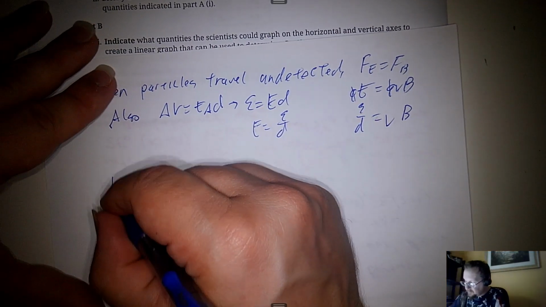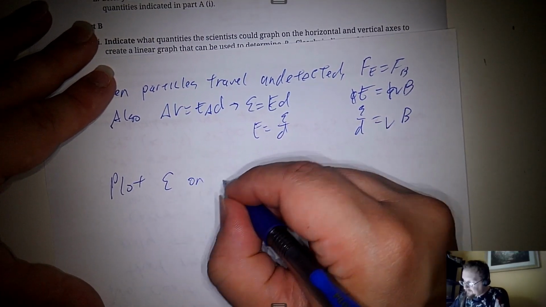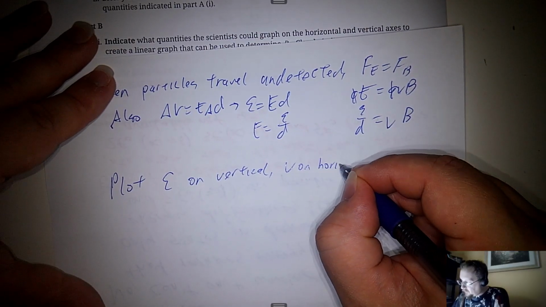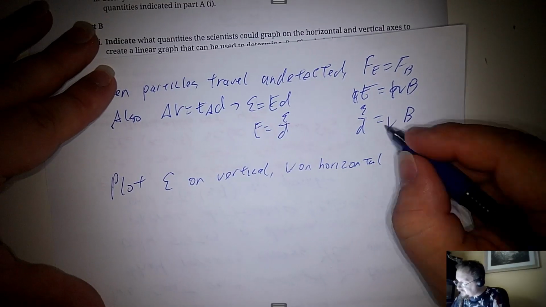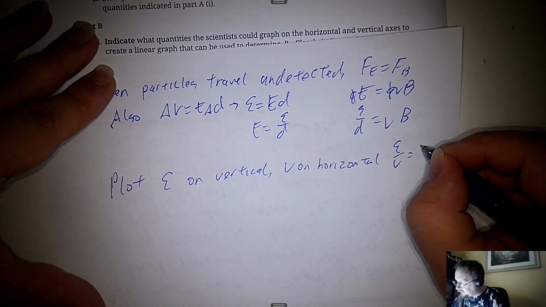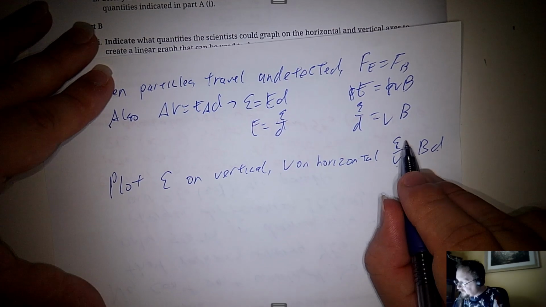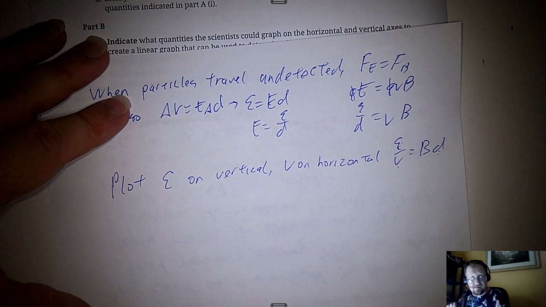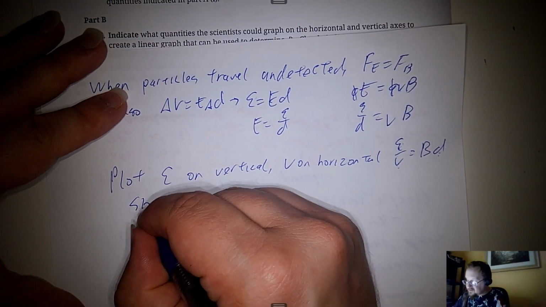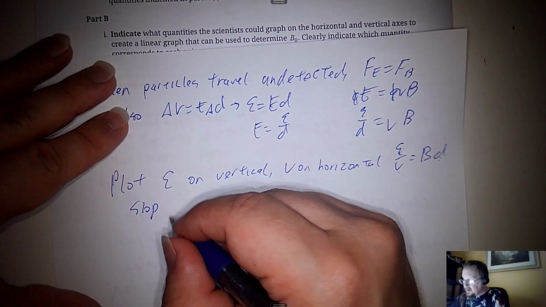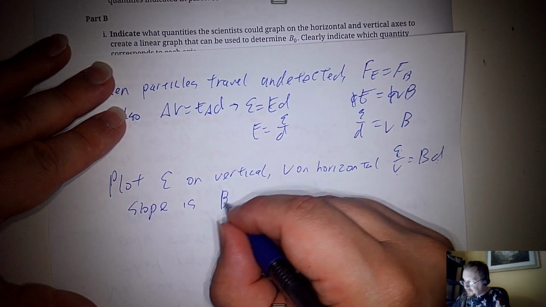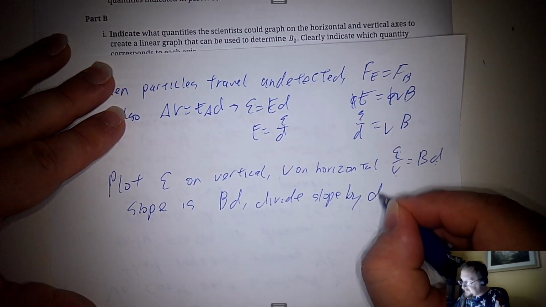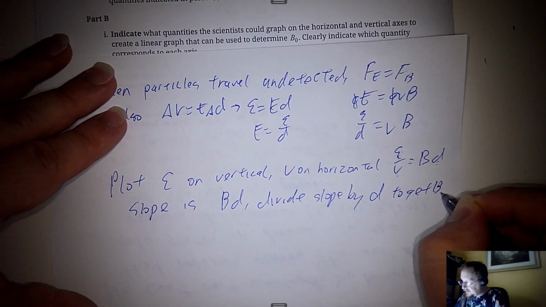Okay, so I'm going to plot EMF on the vertical, V on the horizontal. So if we do that, we get EMF over V equals BD. Rise on the vertical, run on the horizontal, slope is on the other side. It has to be all the constants. So the slope is B times D. Divide the slope by D to get B naught, or something like that.